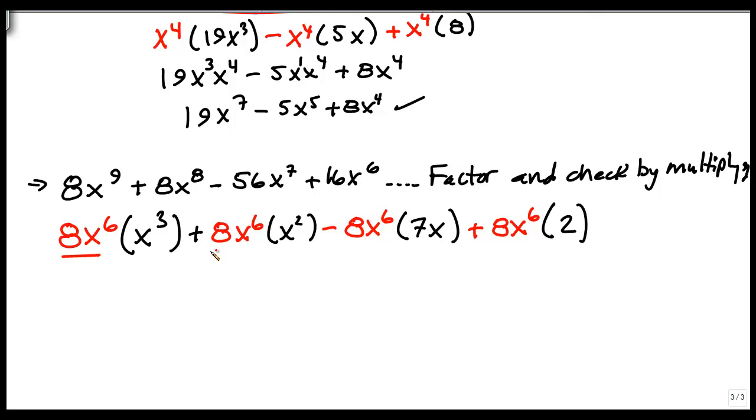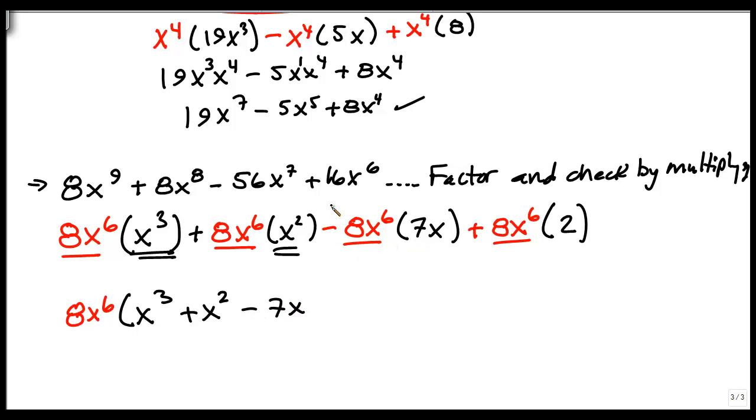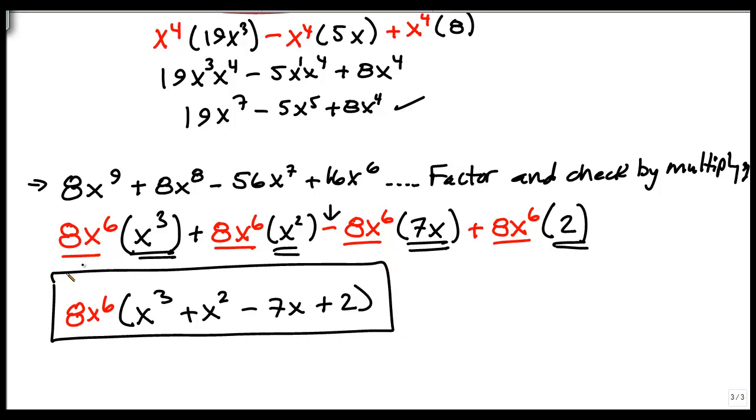So 8x to the 6th is my greatest common factor. So let's go ahead and pull that out front. And when I pull that out front, when I have 8x to the 6th factored away, I'm left with x cubed plus x squared minus 7x, so I got to remember that negative is there, 7x, plus 2. So this is my factored form, and again, 8x to the 6th is my greatest common factor.